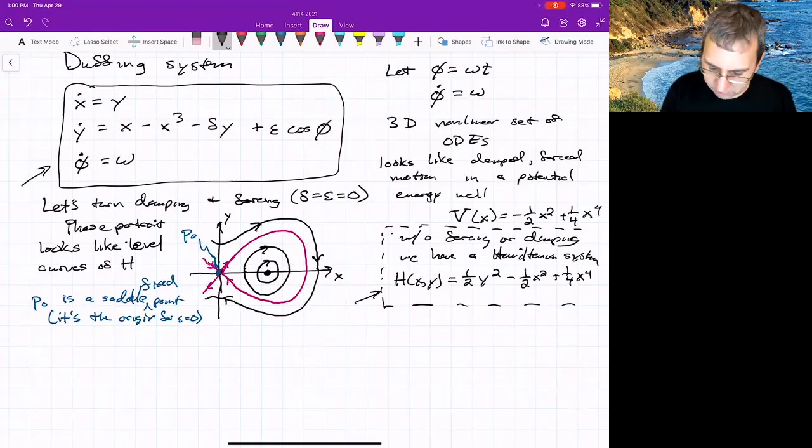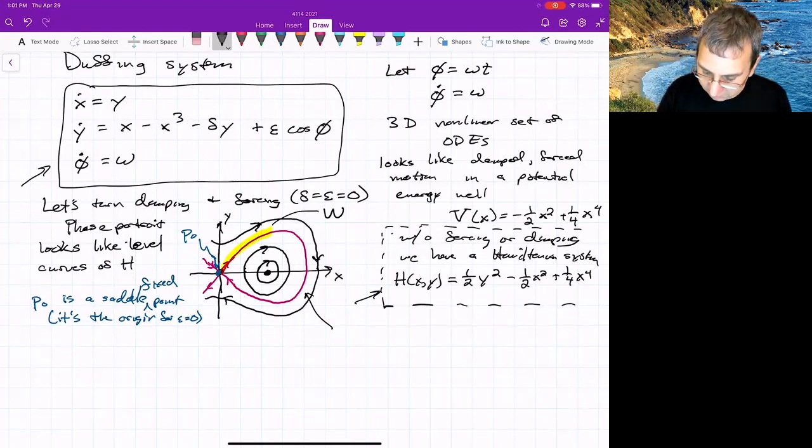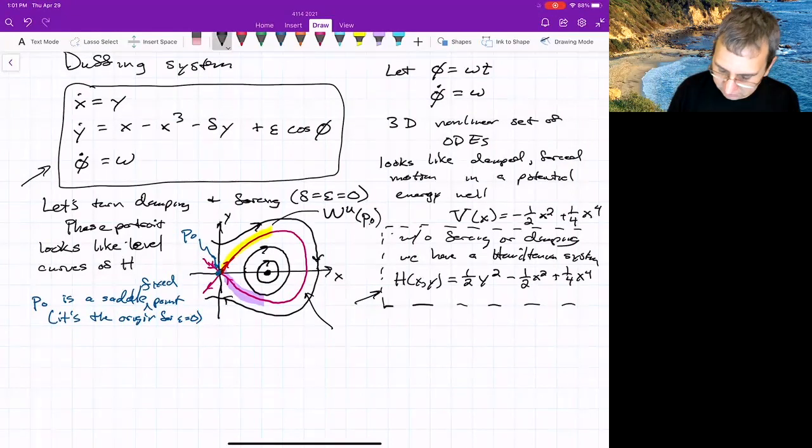This object, we're going to give it a name. There's this part that's leaving, and that part that's leaving. This goes beyond just the linear approximation. So we're going to call it the unstable manifold, or W superscript U of P0. And then this part that's going toward the point is the stable manifold. And things that start on there will just continuously head towards the fixed point.